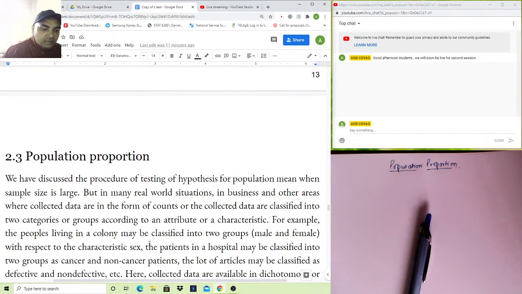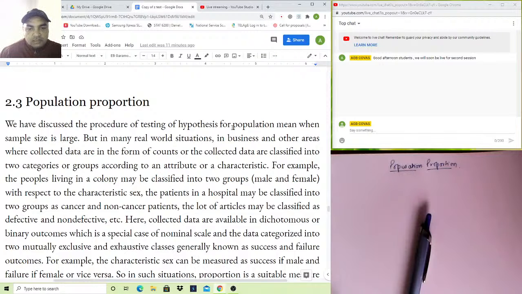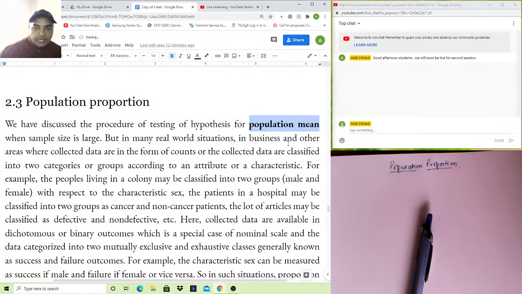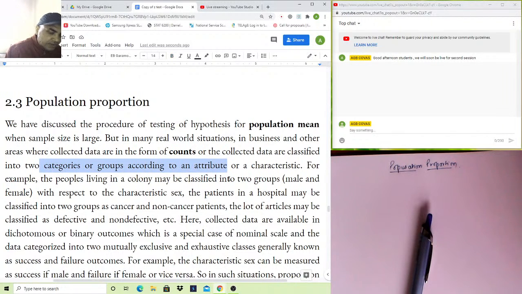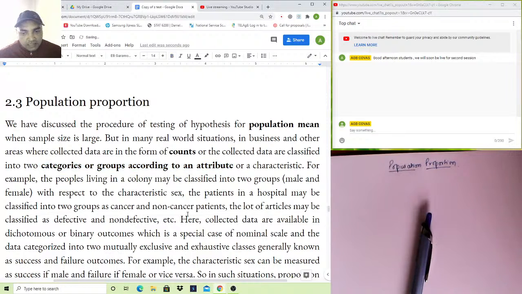So we have discussed the procedure for testing of hypothesis for population mean up till now, isn't it? That was when the sample size is large. But in many real world situations in business and other areas, the collected data are in the form of counts, or are classified into categories or groups according to an attribute. So instead of continuous data, we have discontinuous data.